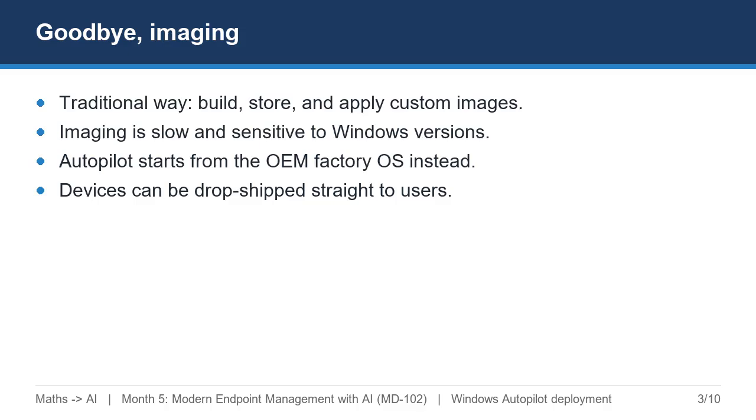The biggest win is saying goodbye to imaging. The old way was to build a custom Windows image, store it, and apply it to every machine, slow work that broke every time Windows updated. Autopilot flips that. You start from the manufacturer's factory operating system and let the cloud do the configuration. Fewer images to maintain, less time per device, and you can dropship laptops straight to your users.